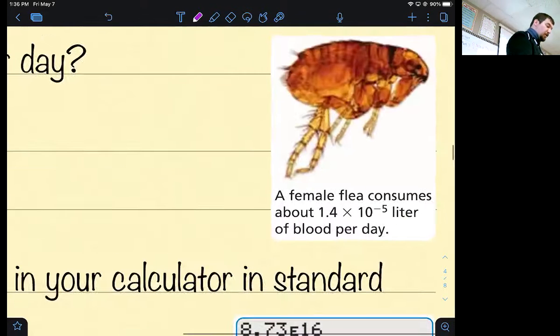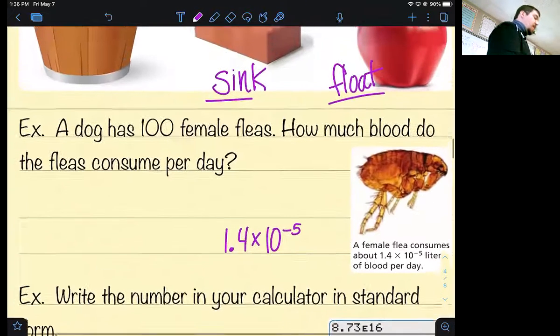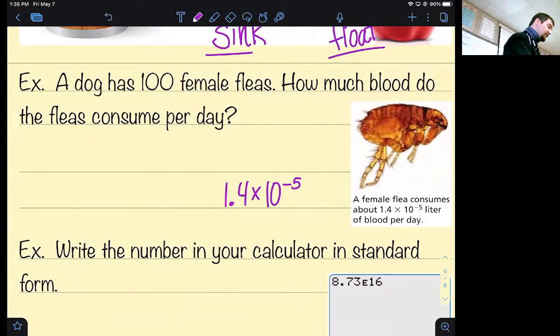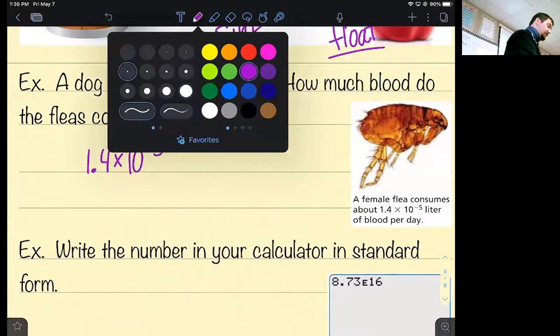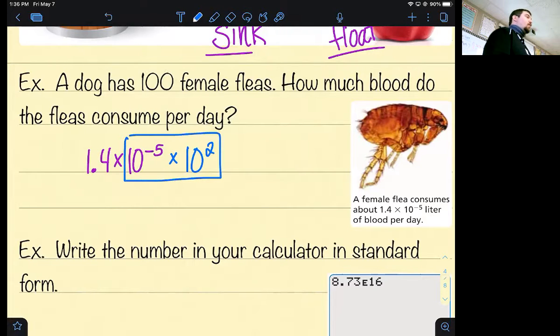Okay. So that's how much they consume per day, 1.4 times 10 to the negative 5th. I'm just going to write that a little bit bigger for us. A dog has 100 female fleas. So I'm going to times this by what? By 100, which is the same as timesing it by what? 10 to the second power. And so let's ignore the 1.4 for a second and just look at this portion right here. What's 10 to the negative 5th times 10 to the second? 10 to the negative third. So this is now going to be 1.4 times 10 to the negative third liters.